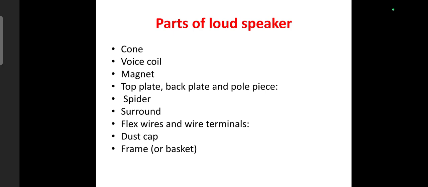Next, the magnet produces a constant magnetic field required for this movement. The top plate, back plate, and pole piece concentrate the magnetic field around the voice coil, improving the efficiency. The spider acts like a suspension system. It allows the cone to move forward and backward while keeping the voice coil centered.